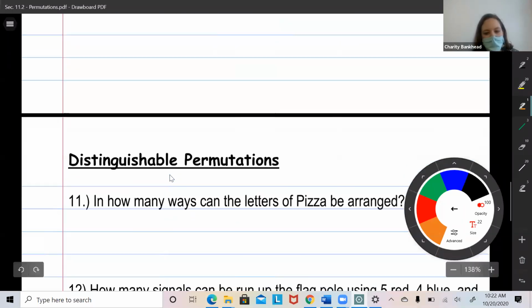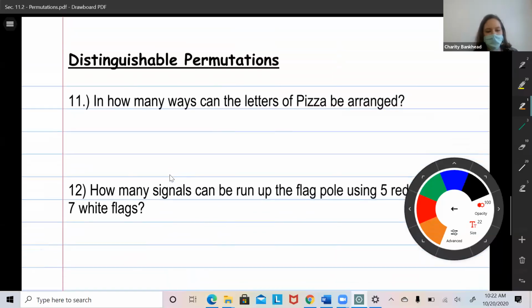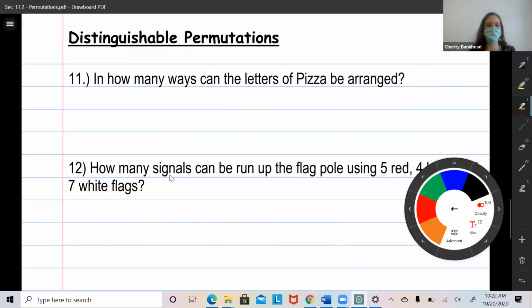All right, so then we have something called distinguishable permutations. So in how many ways can the letters of the word pizza be arranged? In this case, first of all, how many letters are in the word pizza? That's going to be 5. 1, 2, 3, 4, 5.